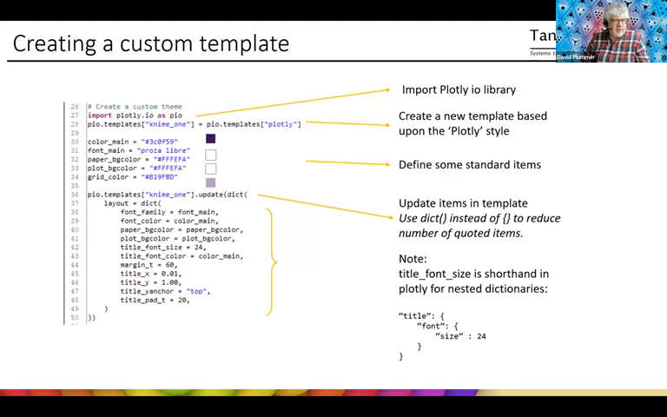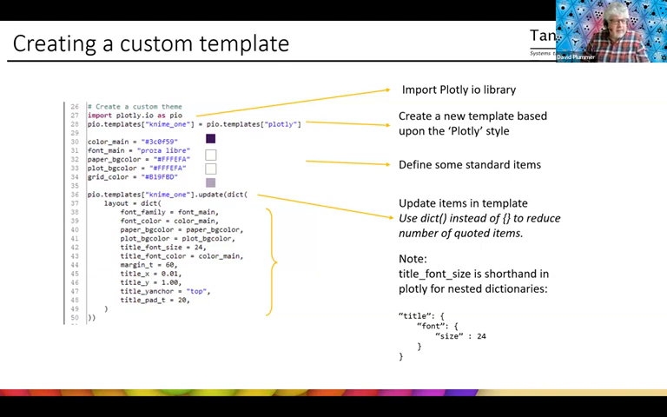So I want to update the font family to make it the main font, the font color to be the same as the color main, the background colors, the size of fonts, margins around the image, the title, X and Y positions, and various anchors in terms of where I want to anchor the image. So in this case, I want to anchor the image at the top and not at the bottom, so that it expands downwards from the top of the image.